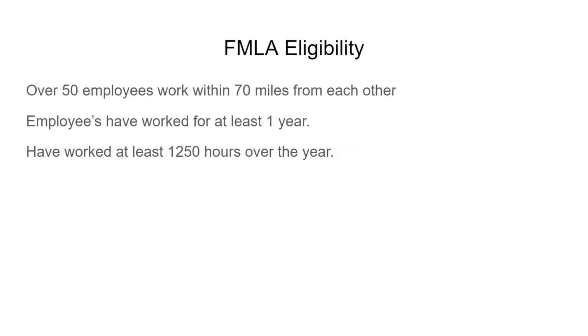FMLA eligibility. If you have 50 or more employees that work within 70 miles of each other, then they are eligible for those 12 weeks of unpaid leave, and you have to give it to them. Let's say you have 30 people that work in New Jersey and 30 people that work in Honolulu, so a total of 60 employees. Then all 60 are not eligible for FMLA because there are no 50 employees working within 70 miles of each other. Employees have to work there for at least a year, and they have to work at least 1,250 hours over the year.